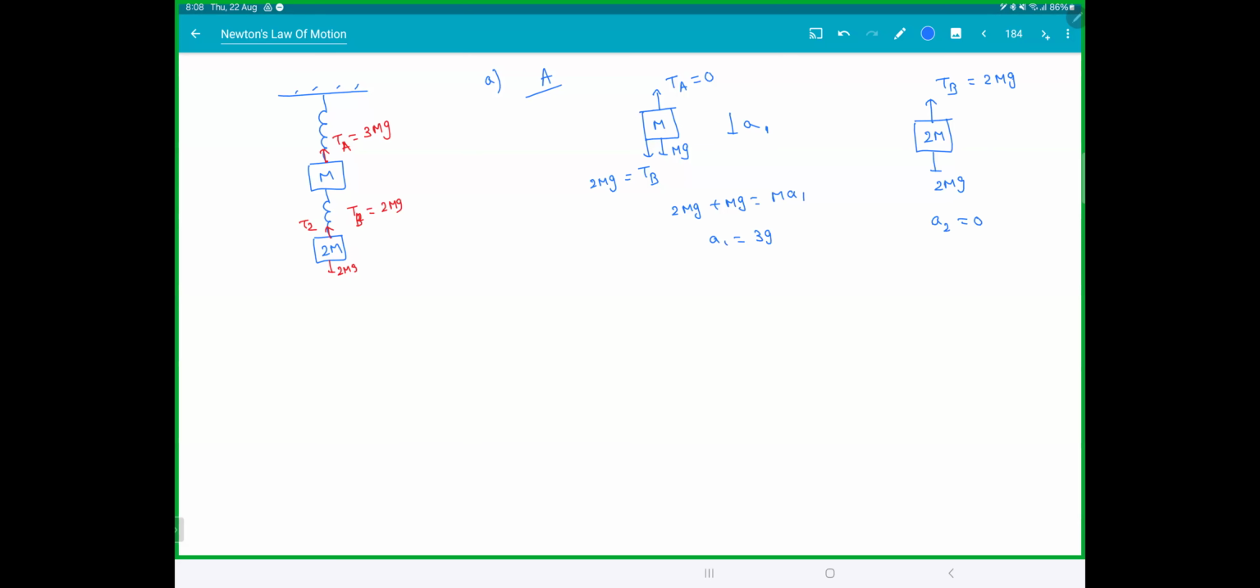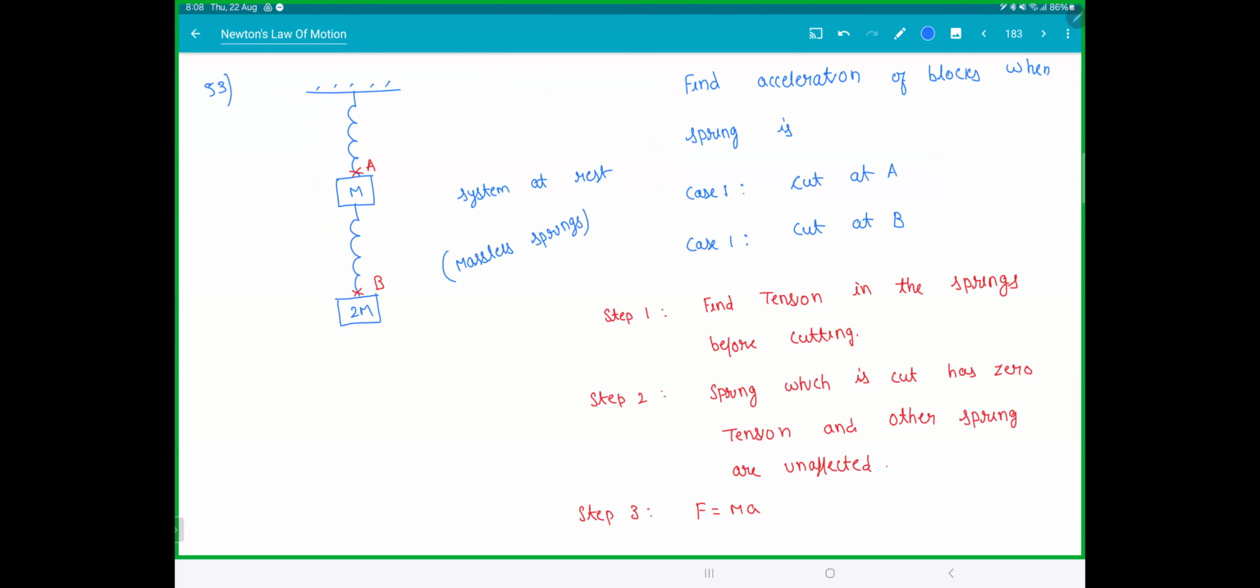Is this making sense, everyone? So if you cut at A, the M will get dragged down, 2M will remain at rest because the 2M doesn't know what happened at the top. Until the M comes down, 2M will not react, and it will take time to move, isn't it? So we are just finding all this instantaneously. At the instant, we are not giving any time.